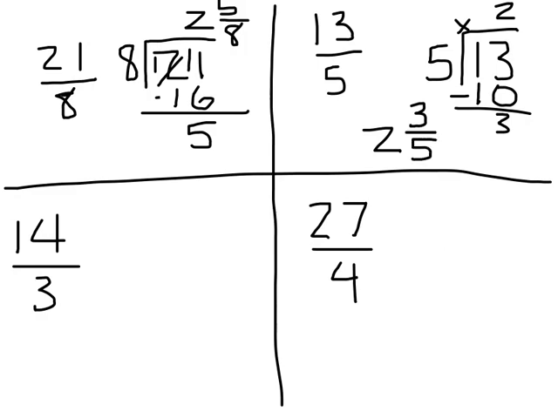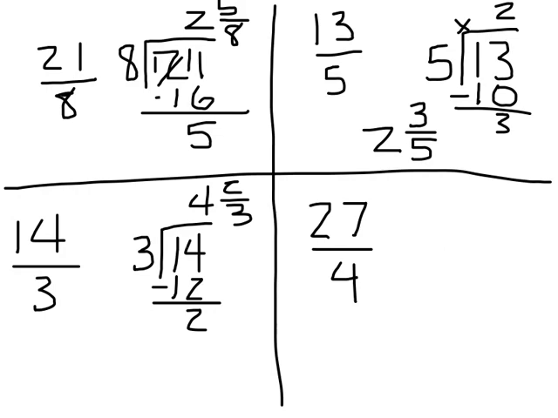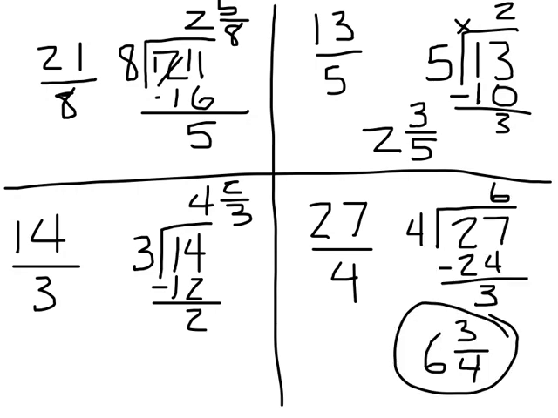Now you try 2 examples. Change 14 over 3 into a mixed number. When I divide 14 by 3, there are 4 whole groups of 3 with 2 out of 3 left over. Now try another. Change 27 over 4 into a mixed number. When I divide 27 by 4, there are 6 whole groups of 4 with 3 out of 4 left over. So 6 3/4. You've done a great job.